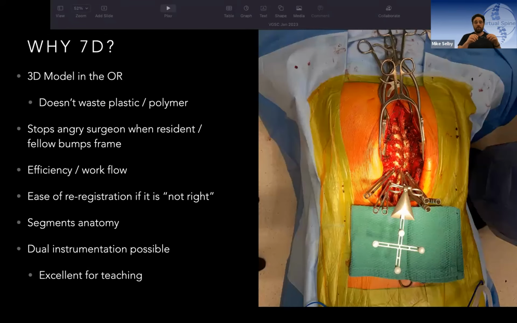So why did I move to 7D? Well, actually, what struck me initially about the system was you actually get a 3D model in the OR, which is kind of cool.